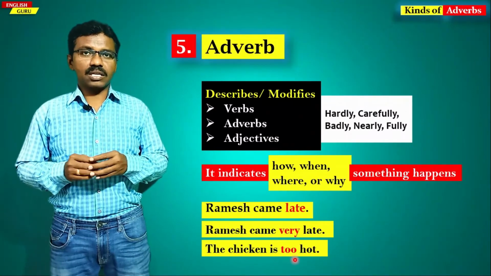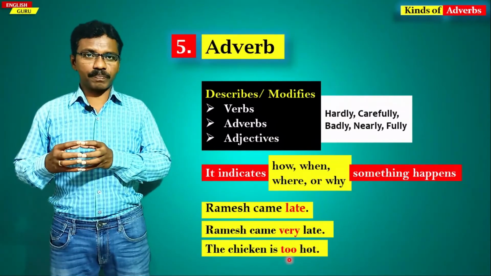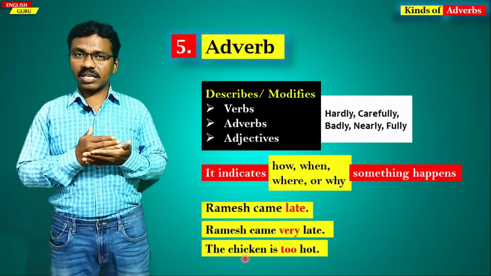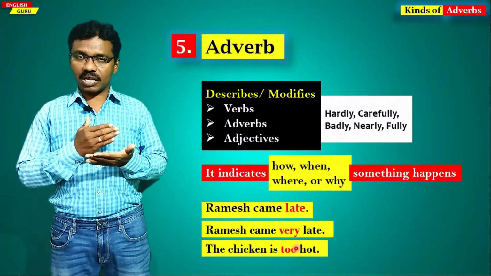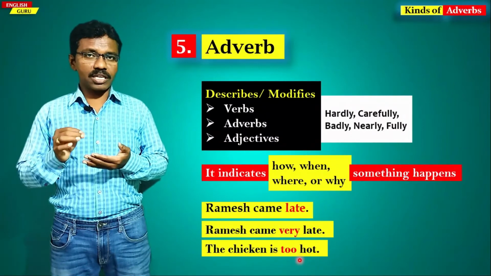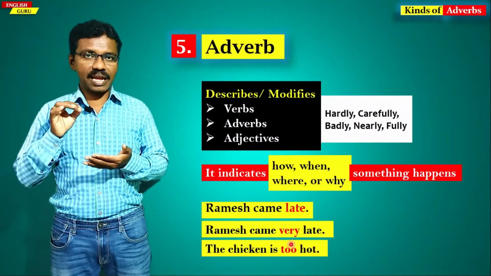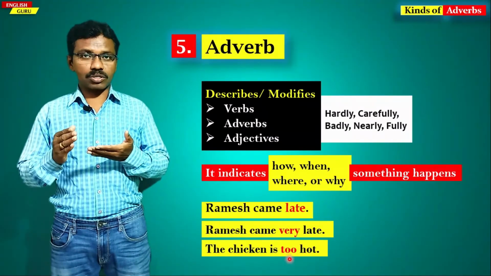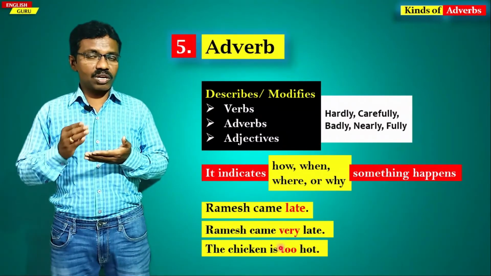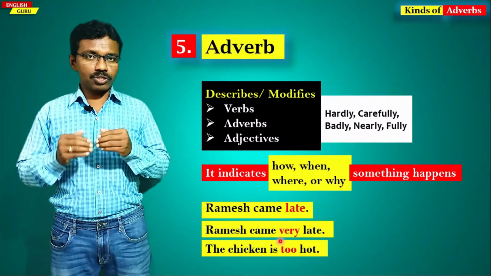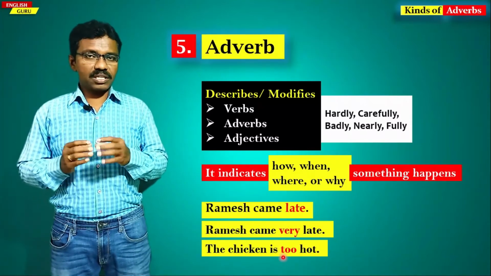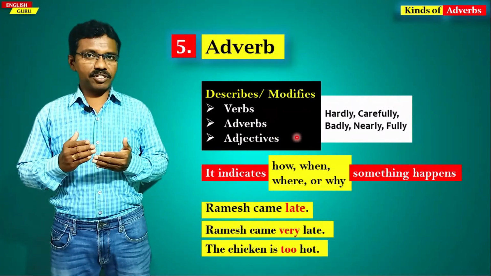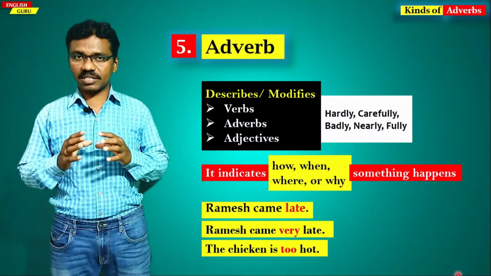Whereas in the third sentence, the chicken is too hot. The word hot is an adjective because it is qualifying the chicken. Chicken is a noun, so hot is an adjective. So the word hot is qualifying the noun chicken, that's the reason it is an adjective. But the word too is qualifying hot, an adjective. So the word too is also an adverb. So basically adverbs qualify or modify, or describe a verb, an adverb, or an adjective in a sentence.